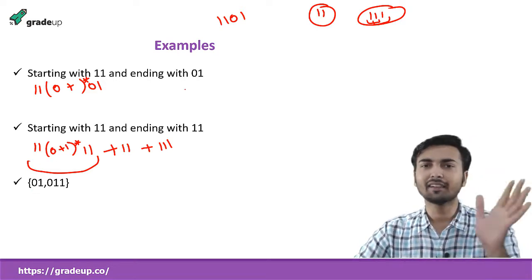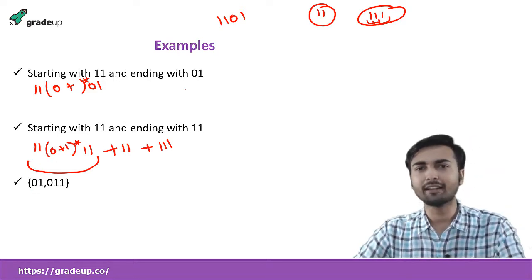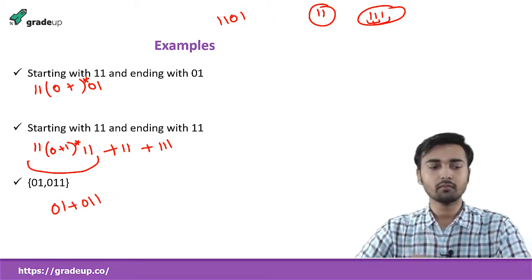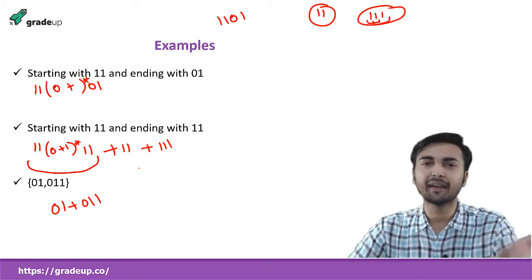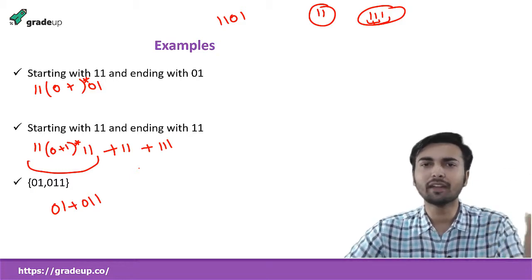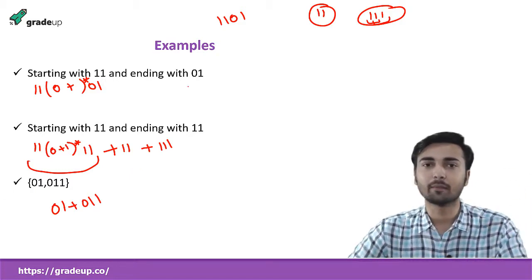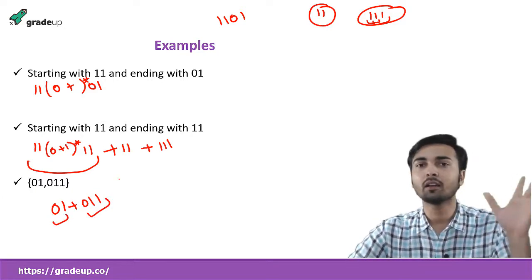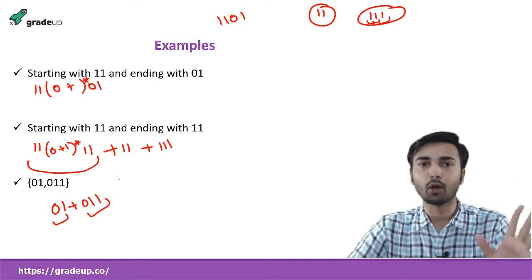Now the third example contains only a finite number of strings. Just add them. So this is your answer. If it is finite, don't take any operation, star, plus or anything. Just add them. There are only 2 strings possible, either 0 1 or 0 1 1. Cleared? Any problem in this?